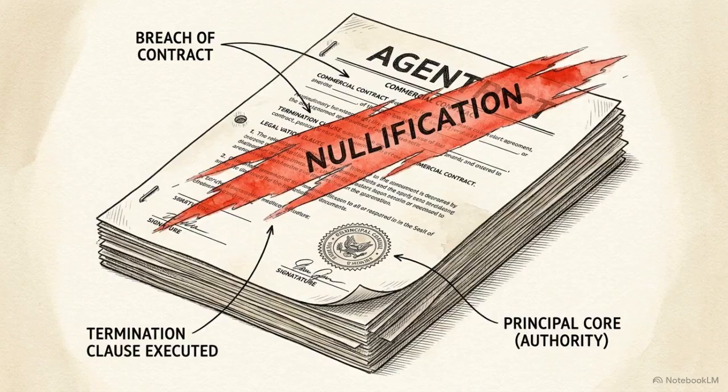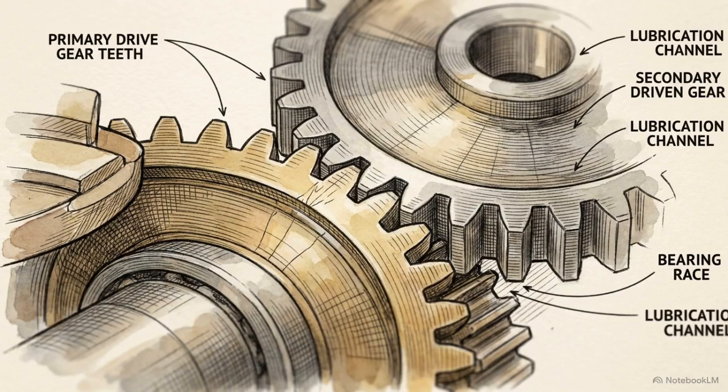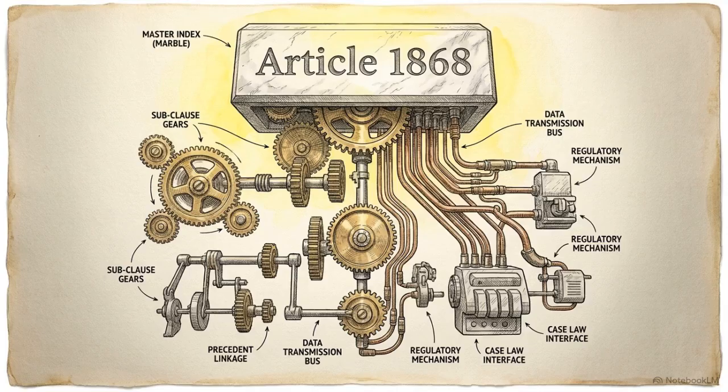Examiners frequently test this by placing the word agent in a contract header. Disregard the title. The legal reality relies entirely on the mechanics of the relationship, not the labels chosen by the parties. Article 1868 serves as the master source code. Without true fiduciary representation, the rest of the agency framework collapses.